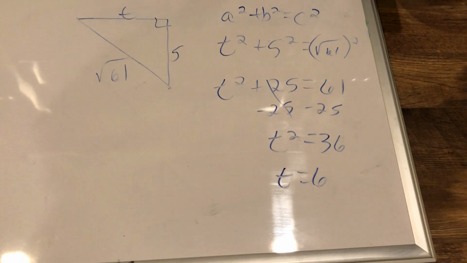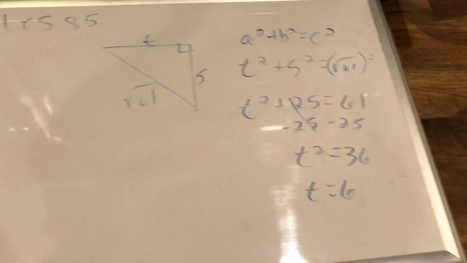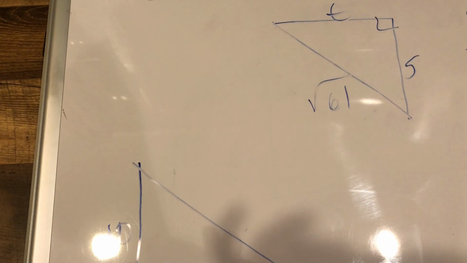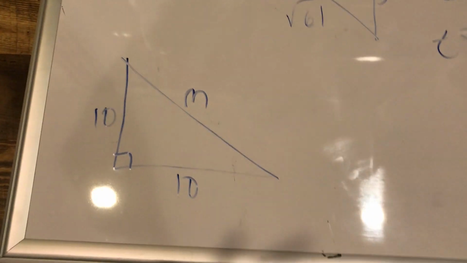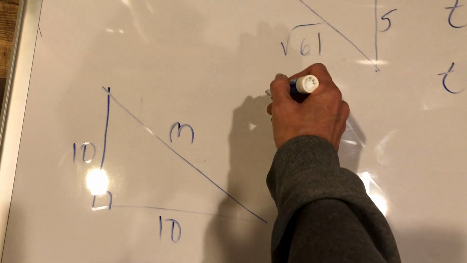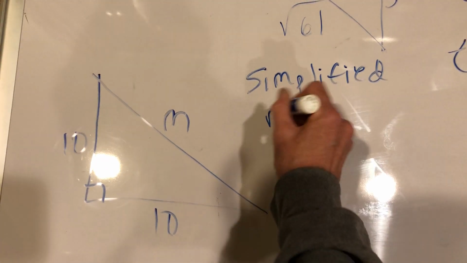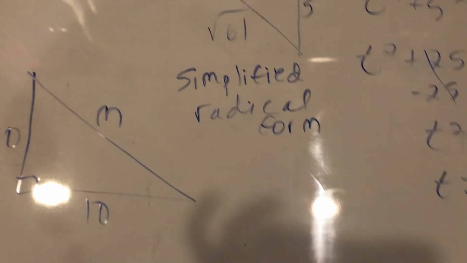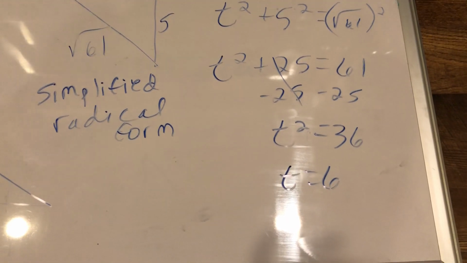Pythagorean theorem. Again, this should seem familiar to you. Now, one thing you do have to watch is, let's see, we've got 10, 10. This side is m, that's your hypotenuse. Sometimes you're going to be asked to write it in simplified radical form. Actually, when we got t equals 6, that's technically simplified radical form, because you took the square root of 36 and it simplified to 6.